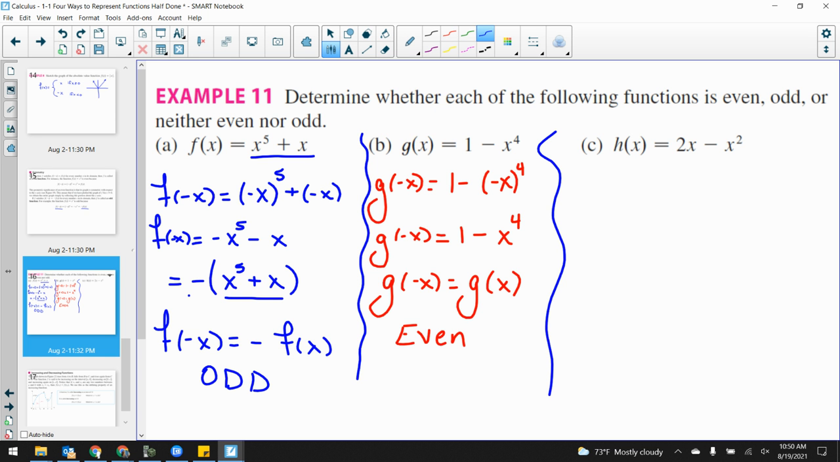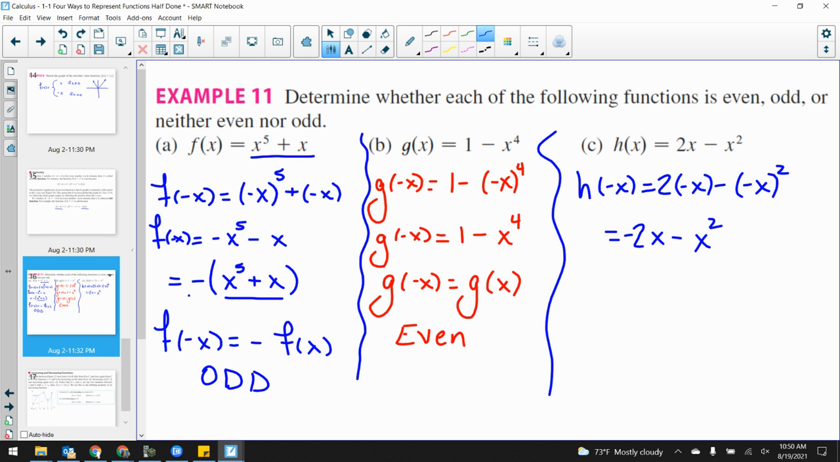And let's take a look at our last one, h of x. Let's plug in h of negative x. So this is 2 times negative x minus negative x squared. All right, 2 times negative x, that's negative 2x. We can pull that negative out in front and make it negative 2x. And then this is minus, and then this negative x squared will turn positive, positive x squared, but we know it's a minus sign in between it.